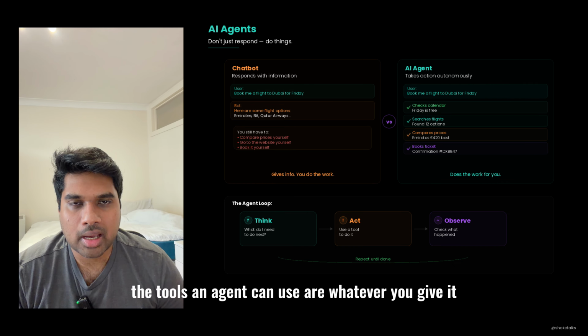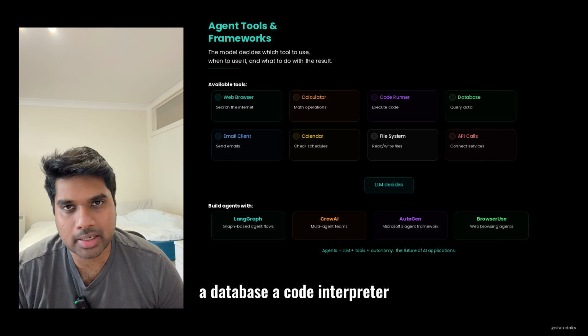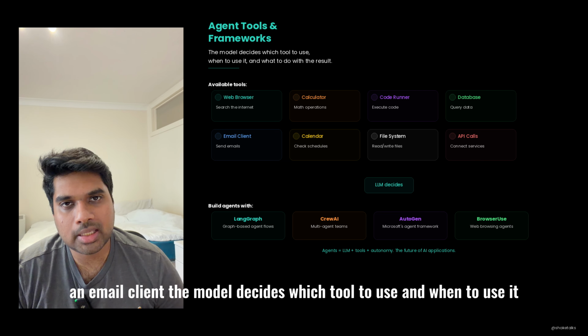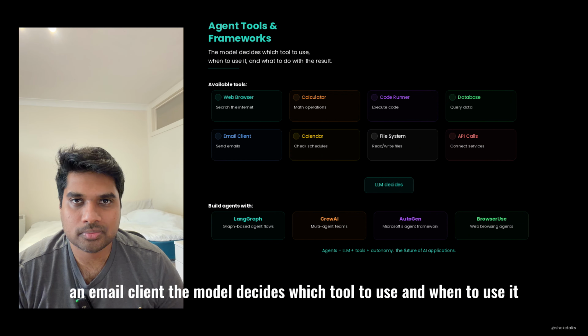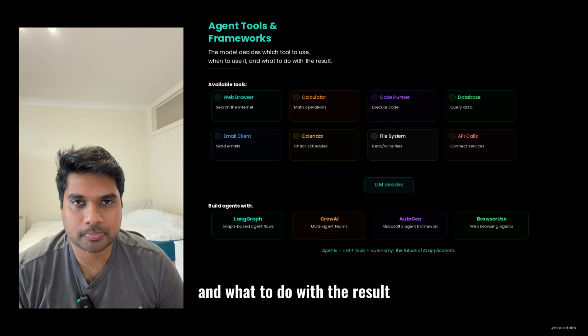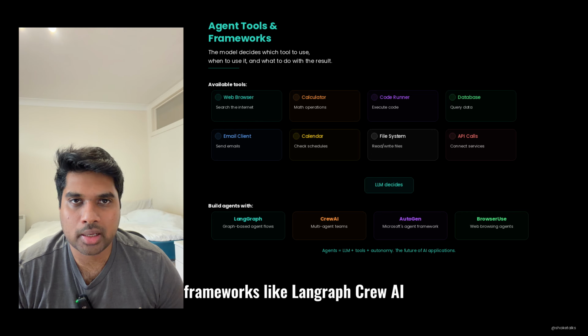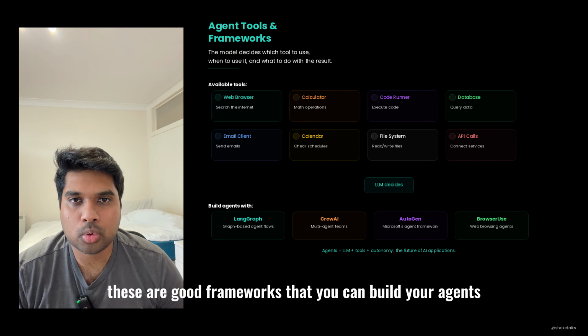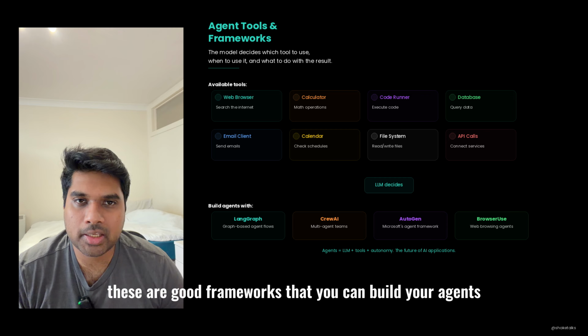The tools an agent can use are whatever you give it. A calculator, a web browser, a database, a code interpreter, an email client. The model decides which tool to use and when to use it, and what to do with the result. Frameworks like LangGraph, Crew AI, AutoGen, Browser Use are good frameworks that you can use to build your agents.